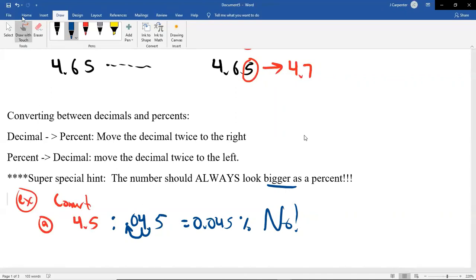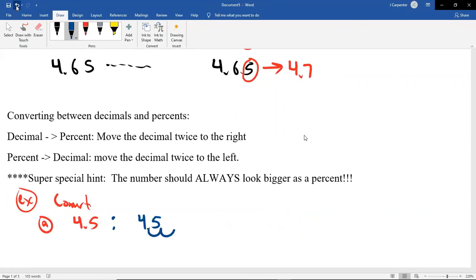All right, so that was wrong, wrong, wrong. So let's instead do it the right way. Let's take our 4.5. Let's move the decimal right twice. Filler zeros as necessary, which says this is 450%. Does the percent number of 450 look bigger than 4.5? Yes, it does. So that means we did it correct.